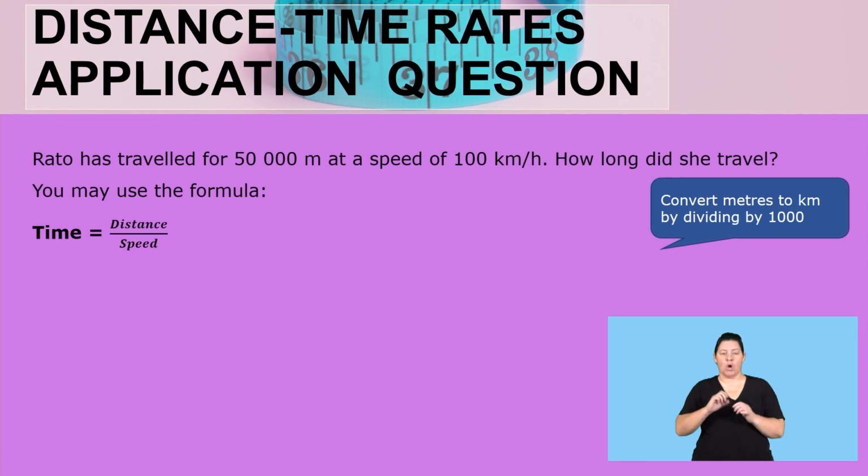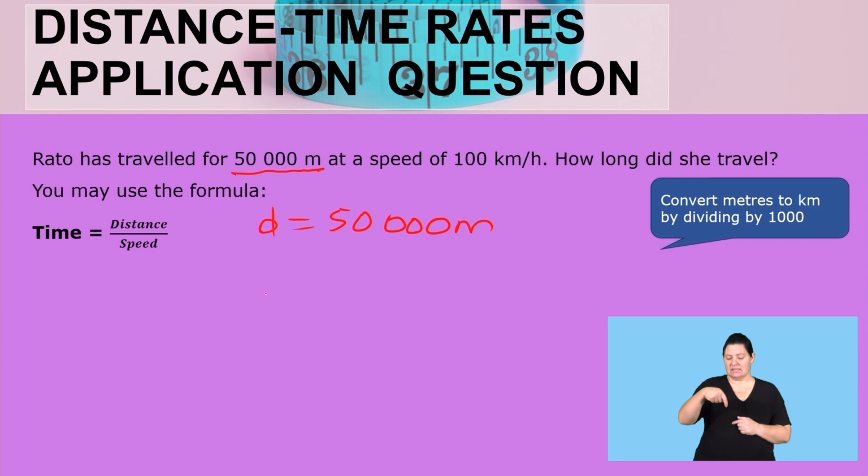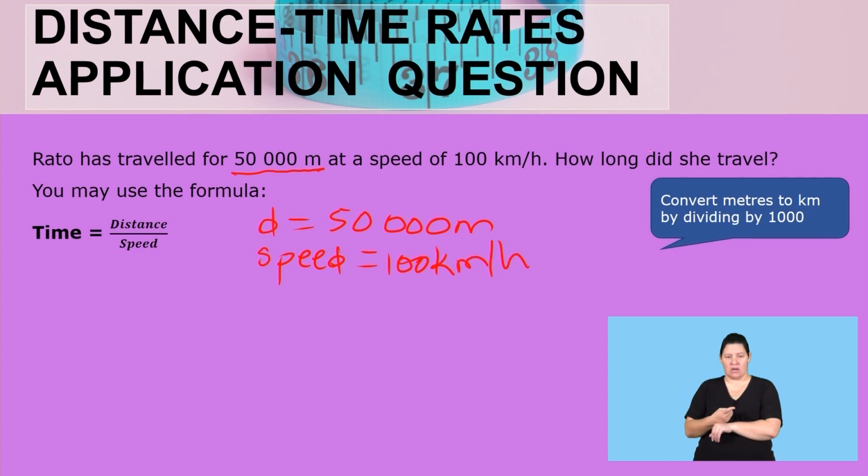Rato has traveled 50,000 meters. At a speed, okay, we are having the distance. Let us analyze. As I said, the distance is 50,000 meters. The speed is 100 kilometers per hour. How long did she travel? Now, when the question is how long, it's asking you about the time. So now we need to calculate time.